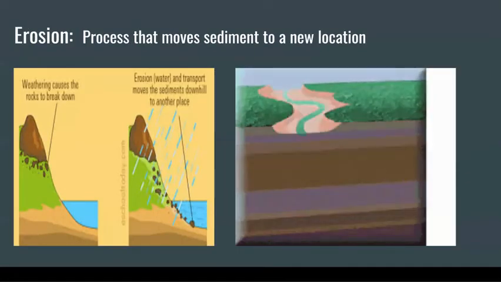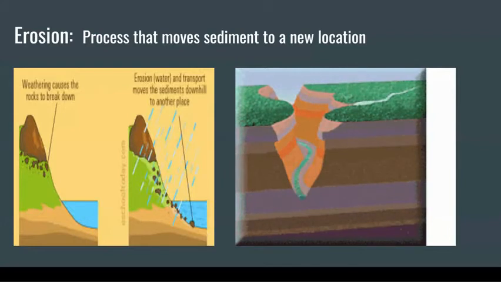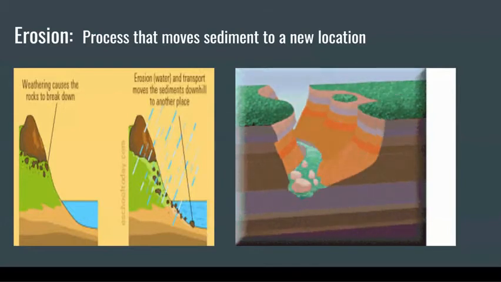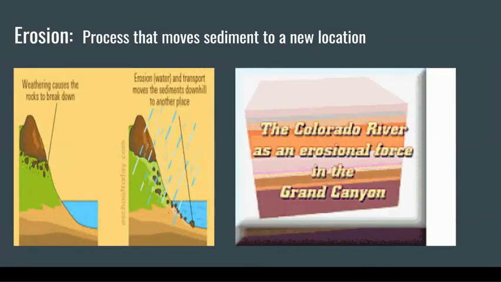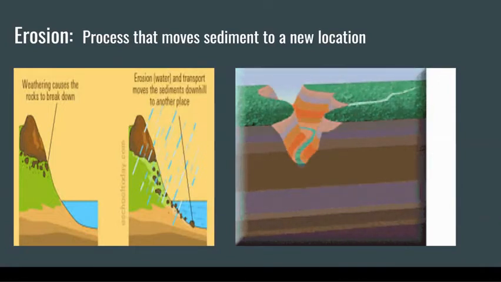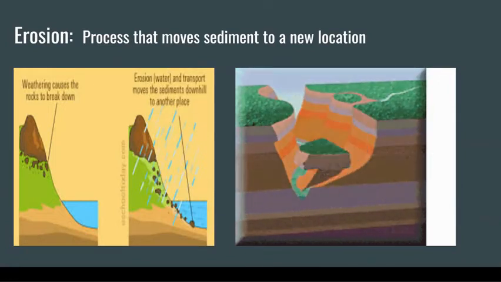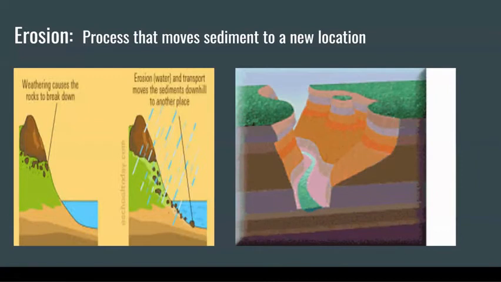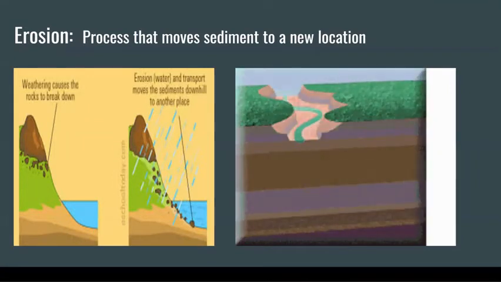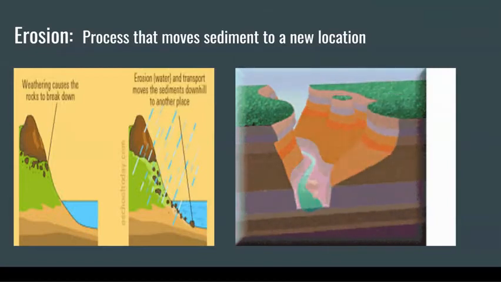Cool. Now that we have small pieces, we have to go through erosion. And that means we have to move the sediment to another location. So we can have gravity pull it down to the base of a mountain. A river can carve and take all that sediment downstream. Rain can wash it down. All sorts of different processes are moving these tiny rocks to a new location.